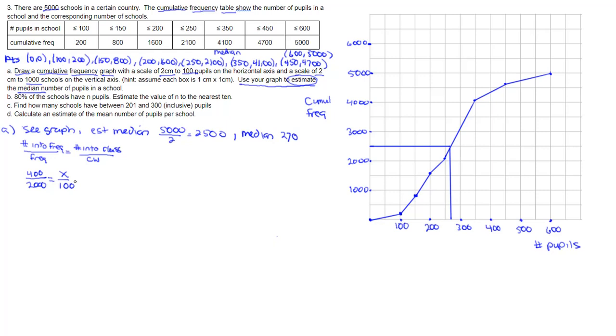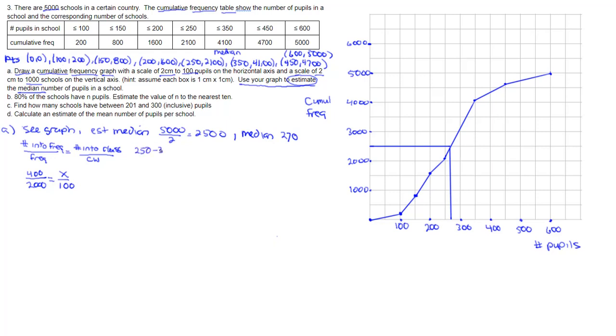That's the frequency of that class. Now we're comparing it to the amount we have to go into the boundary. That's going to be our x. And we can see our class width. Well, the class width of 250 to 350 is going to be 100. So now all we've got to do is cross multiply and figure out what x is. Once we know what x is, we're going to add it to our lower boundary. So let's try it.